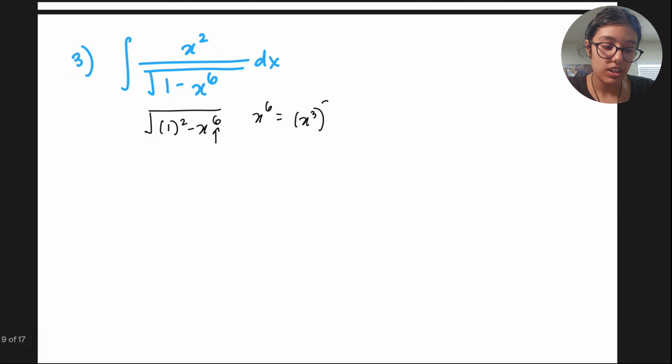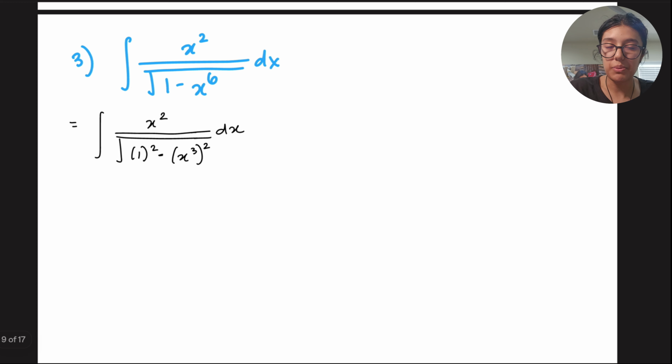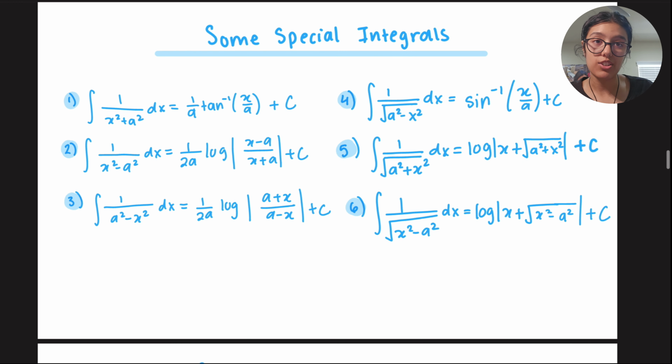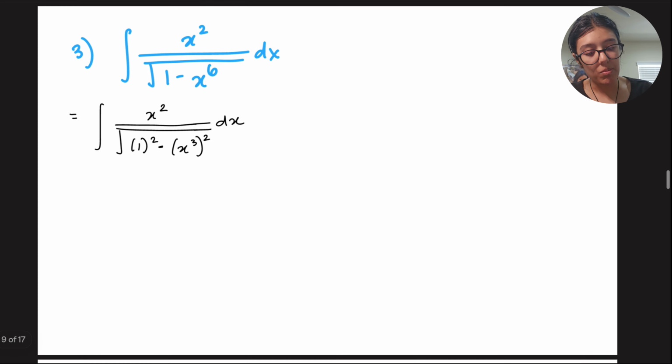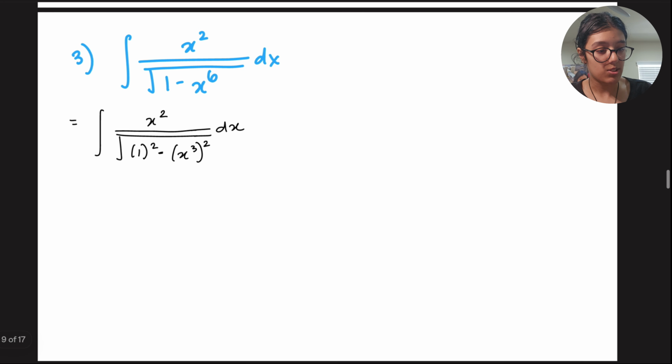So we have a squared over here and a squared over here. We're almost there to our special integral formula, but the thing is, in all our special integrals, the numerator is always 1, right? We can see in 1 through 6, the numerator is always 1. But in our problem over here, we see that is not the case. We see that the numerator is actually x squared. So what can we do about that?